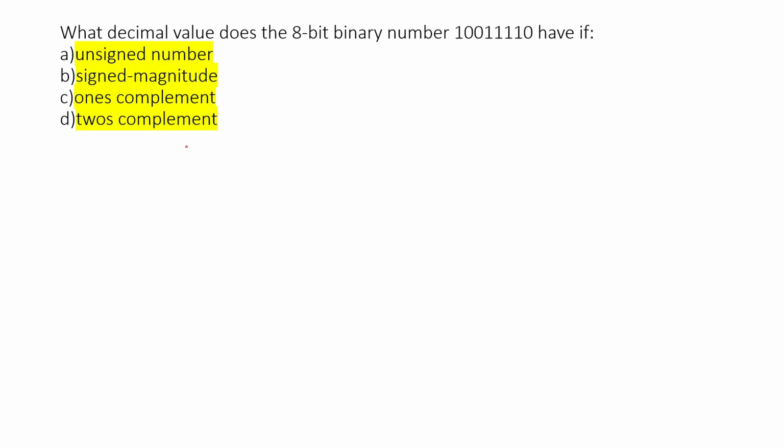And for the last question of the video, we're going to figure out the decimal value of an 8-bit binary number, 10011110, and we're going to figure out what the values are in unsigned number, sign magnitude, one's complement, and two's complement. So let's just get started. So for A, unsigned number. So there is no sign bit.